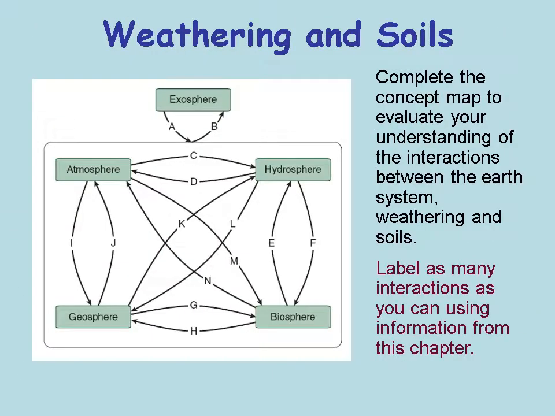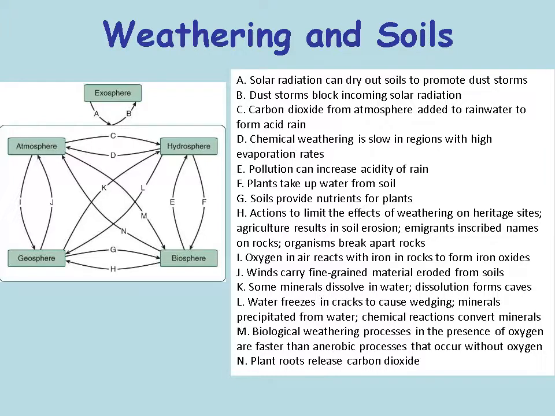Again, in summary, let's take the different systems that affect Earth science and compare those to how they interact. The exosphere, solar radiation can dry out soils to promote dust storms. And at the same time, what's on the Earth can affect solar radiation because dust storms can block out solar radiation. Basically, it just means that dust storms will block out sunlight. It's not that hard a concept. More sunlight dries out the dirt, and more dirt in the air blocks out sunlight. So that's A and B.